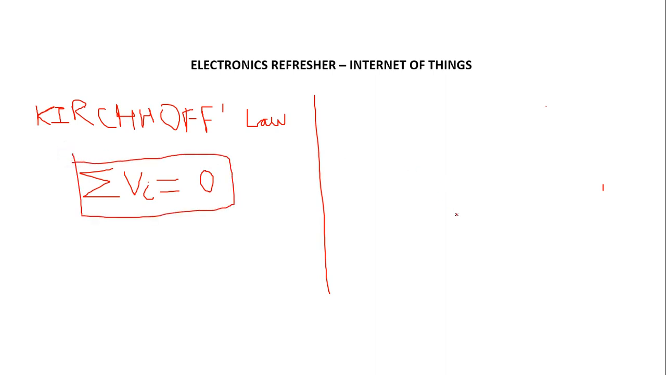And then the current Kirchhoff's law says that the sum of all the currents in a node is going to be equal to 0.